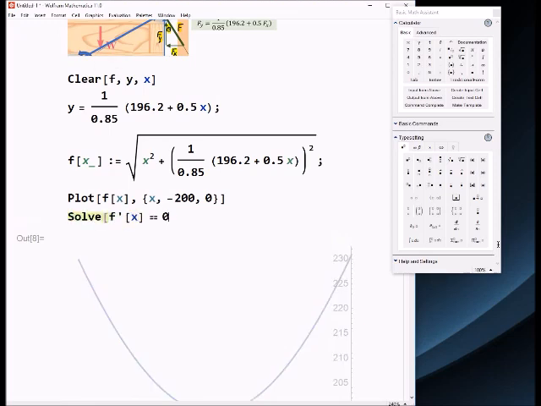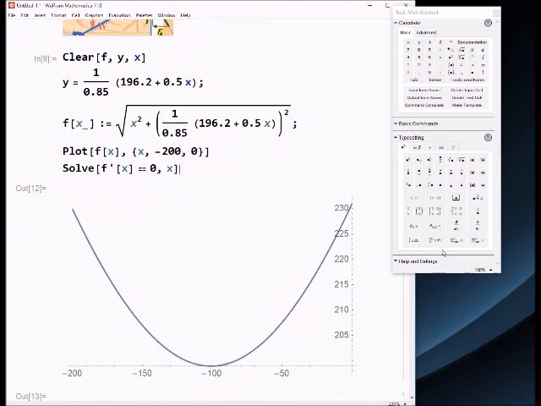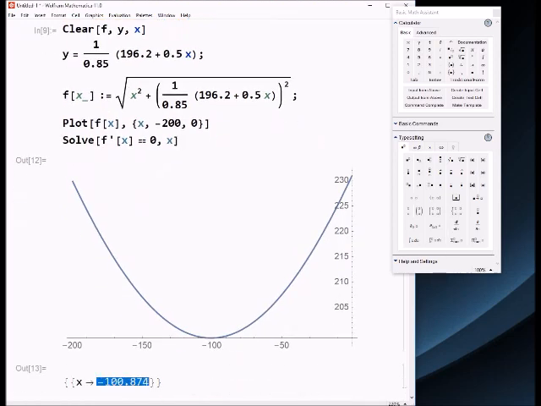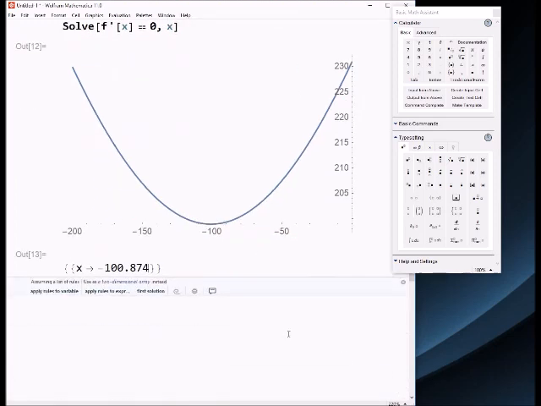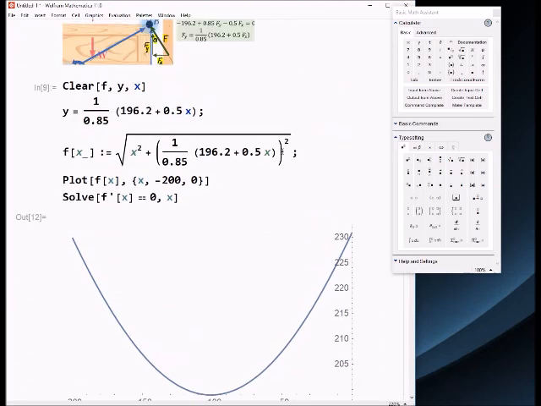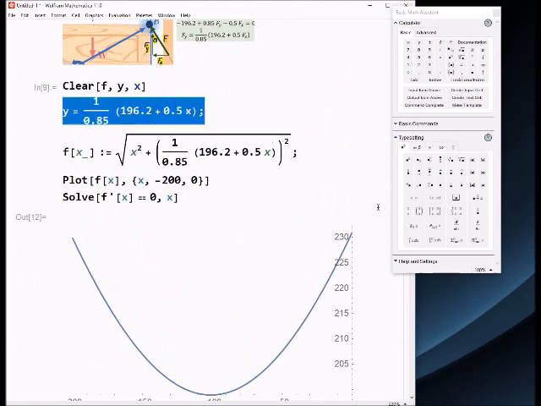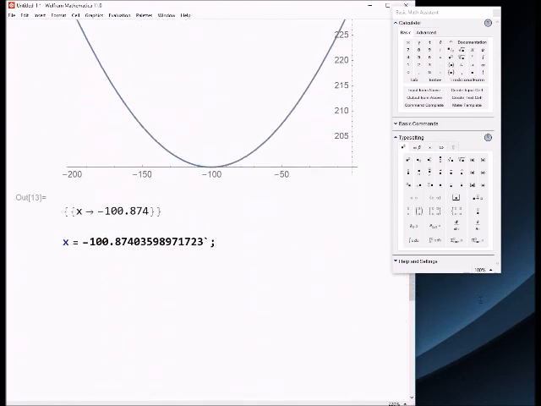I want to find the minimum. The minimum is where the slope goes to 0, or where the derivative goes to 0. And Mathematica will solve this for us. It does the calculus for us, solves for where the minimum is. And then we can just plug this value for where the minimum happens into what the y component is, and then we can use those two components of our force to find the angle that this is going to happen with.